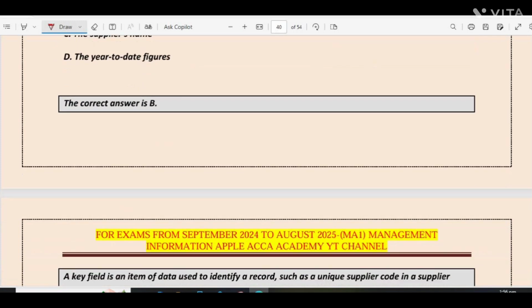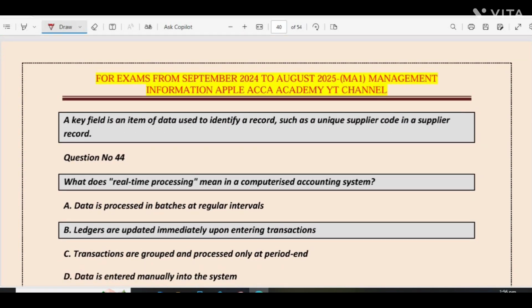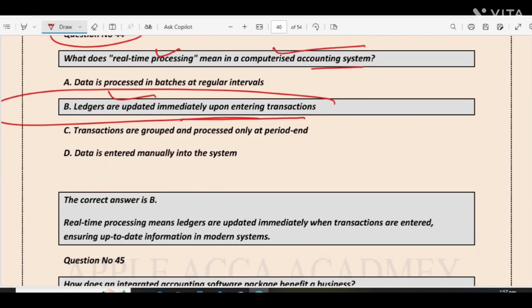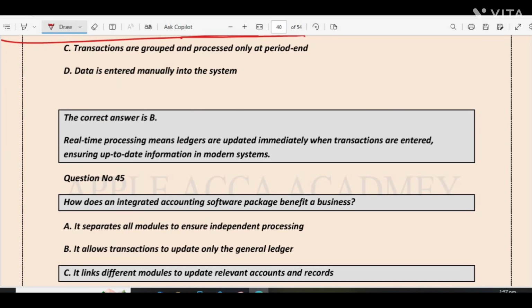Now let's move on. Question number 44. What does real-time processing mean in computerized accounting systems? So ledgers are updated immediately upon entering transactions, and we call that real-time processing. Real-time processing means ledgers are updated immediately when transactions are entered, ensuring up-to-date information in the modern system.